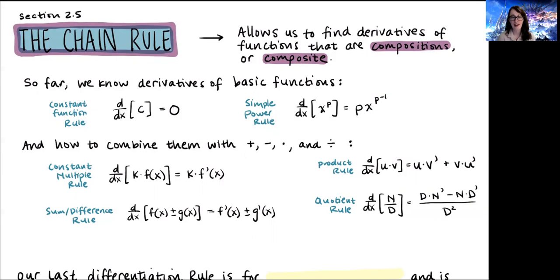So we have a little mnemonic that I think I mentioned in that video. Low d high minus high d low over low squared. I know that d and n maybe don't really stick, but I think that kind of rolls off the tip of your tongue if you say it a few times. It's pretty easy to remember.